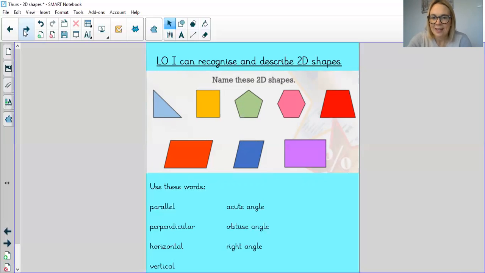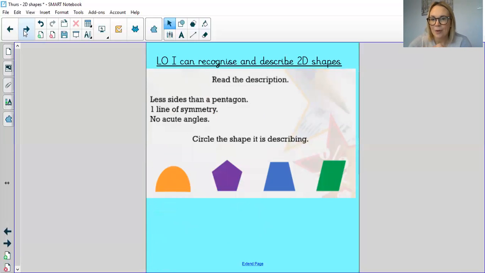Okay, so I'm now going to describe to you a shape. It's one of the shapes on the screen, and I want you to see if you can figure out which one it is. So it has got less sides than a pentagon. So think to yourself, how many sides has a pentagon got? It's got less than that. It's got one line of symmetry.